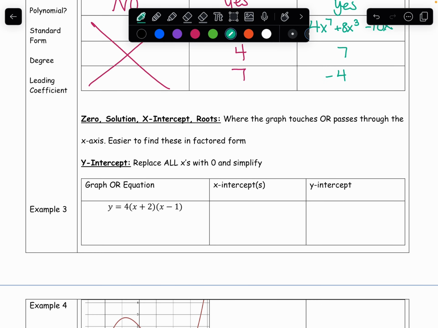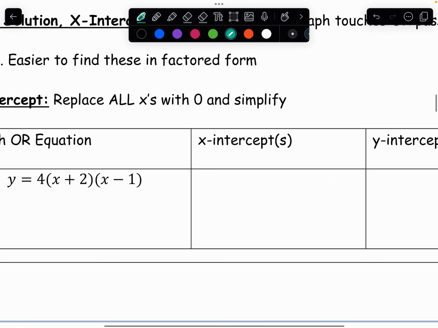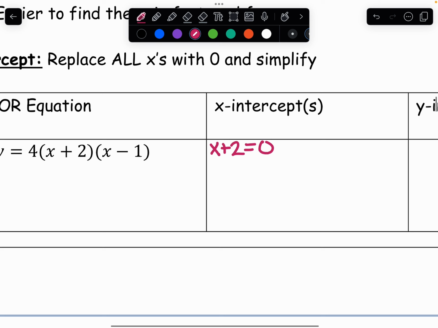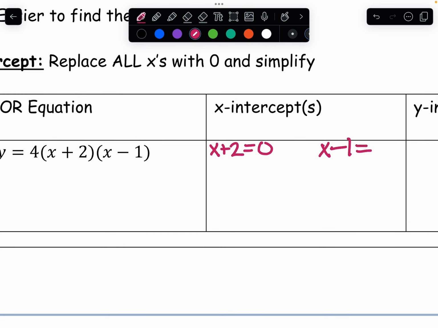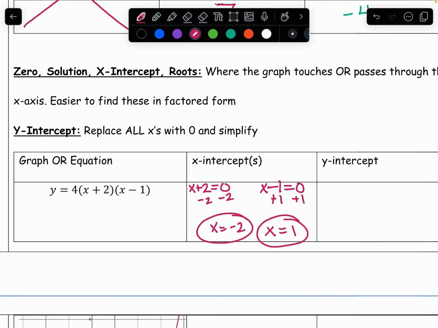So what we're going to do now is look for zeros and y-intercepts. And remember, zeros are also known as solutions or x-intercepts or roots. It's where the graph touches or passes through the x-axis. It's easier to find these in factored form. Most of these are going to be already in factored form or given a graph. So to find our x-intercepts, we take our factors, set them equal to 0, and solve. We saw this in Unit 3, so hopefully this is review. We isolate our variable, and what we get is x equals -2 and x equals +1. So those are two x-intercepts.